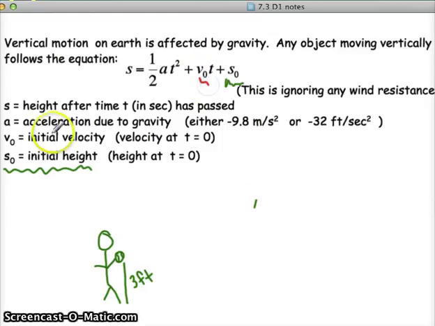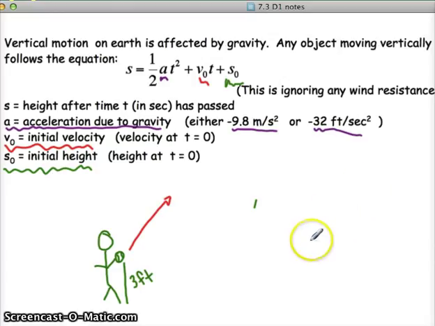The v sub 0, that's the initial velocity. That would either be a positive if it's going up or a negative if it's being thrown down. And then a is acceleration due to gravity. And that is a set value. That's either going to be -9.8 meters per second squared or -32 feet per second squared. It just depends on the units.